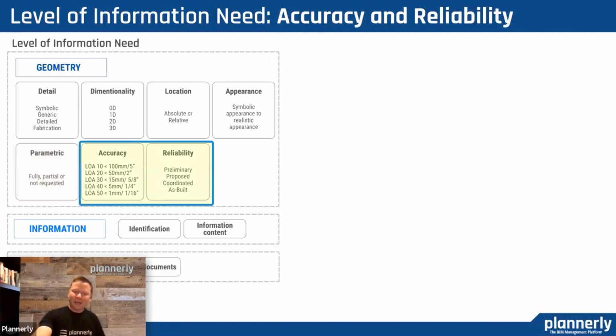We look at the accuracy and reliability as well, because even defining geometry, we're not able to just say this is a detailed representation in 3D with absolute position, realistic appearance, and no parametric behavior. We really need to understand, is that accurate and can I rely on it? And that's a whole history lesson there of the difference between level of detail and level of development.